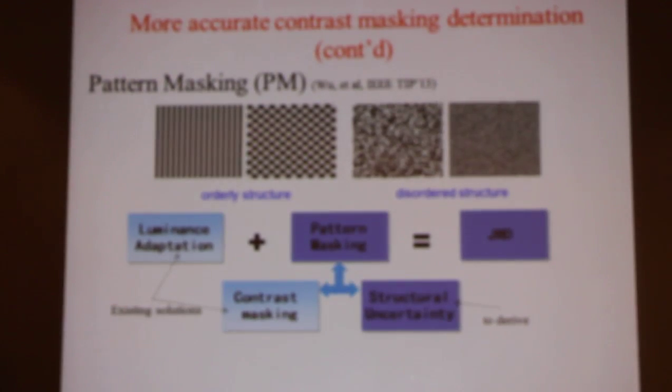Right? These are some parts of the pattern masking. This is a regular pattern. This is a random pattern. So we can do pattern masking, part of the contrast masking we talked about, and also the structure uncertainty, for which we use the disorder portion.